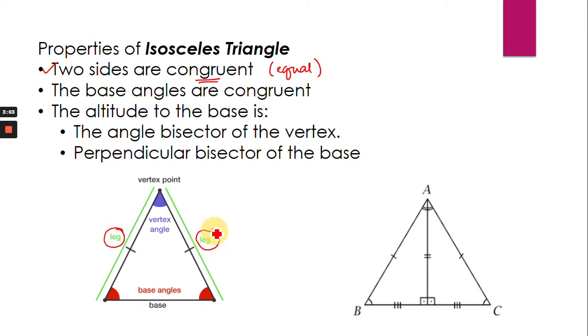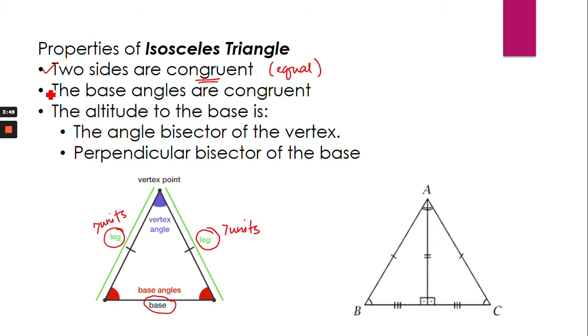Based on the markings in this triangle, these two sides are congruent, therefore we call them the legs. So always remember the two equal sides are the legs. If you see those markings, they are the legs. And what do we call the non-equal side? The non-equal side is what you call the base. So leg, base. The legs are equal, so if this is 7 units, this is also 7 units. The legs are always the same or equal.